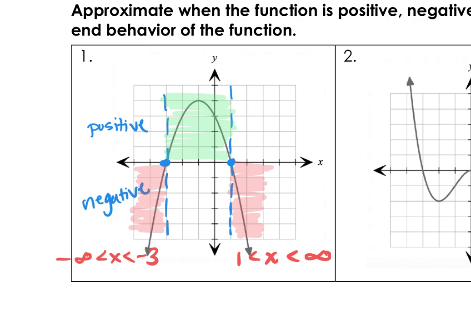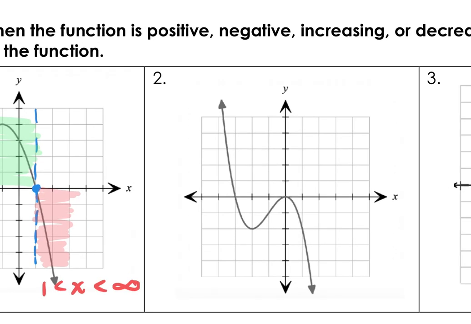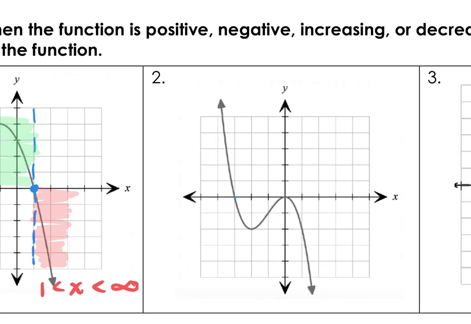So number 1 is a little easier because it looks like we've got two x-intercepts, but what does it do here at that 0, 0? It stays below, right? So really, it's negative or positive here.